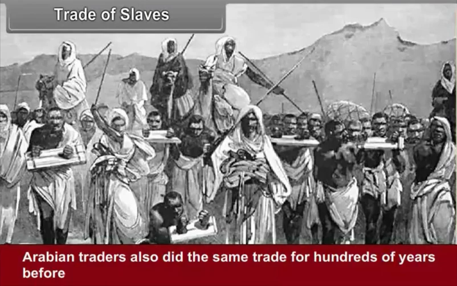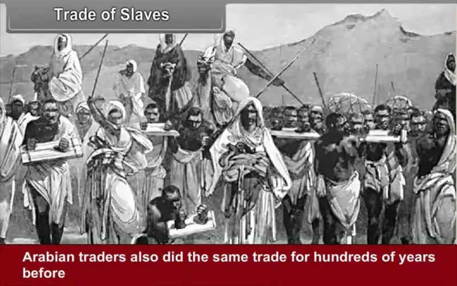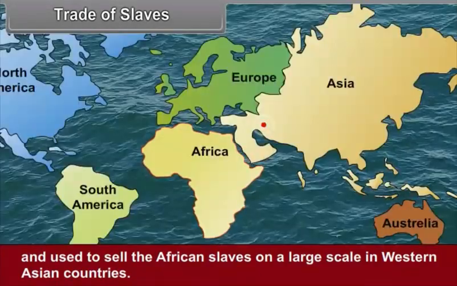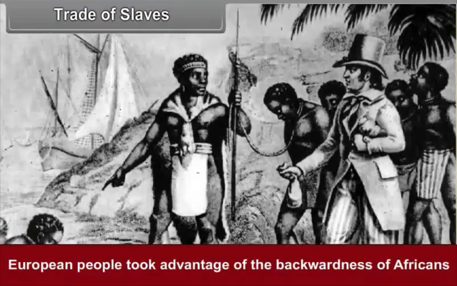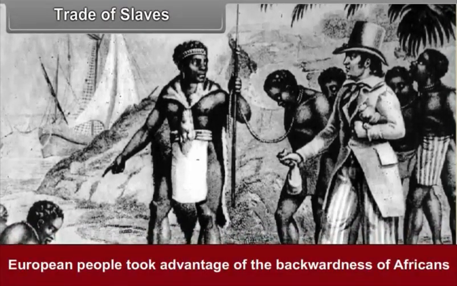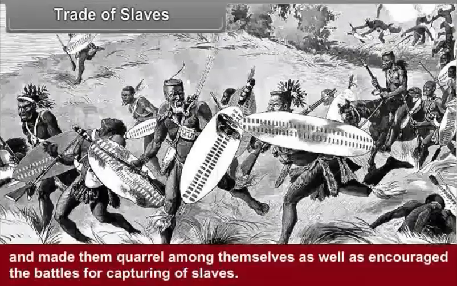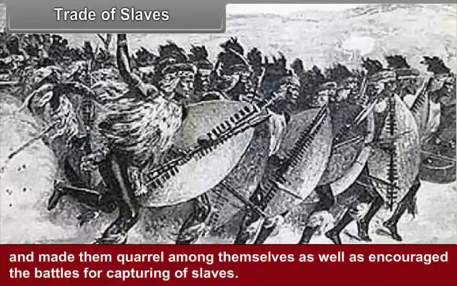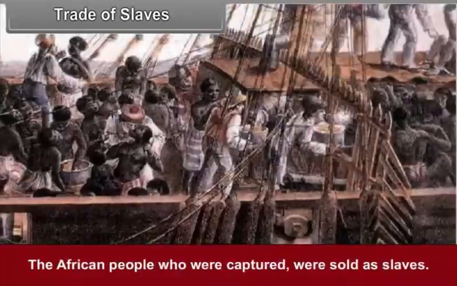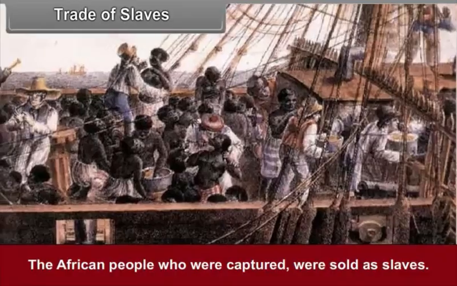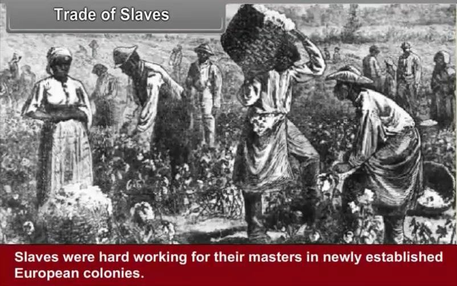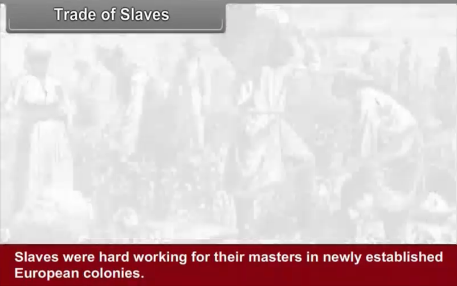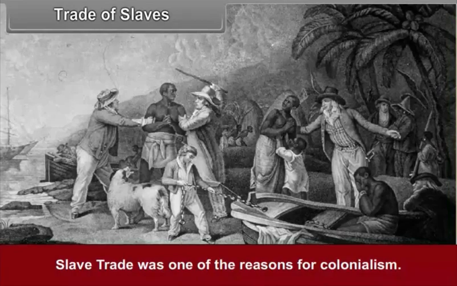Arabian traders also did the same trade for hundreds of years before and used to sell the African slaves on a large scale in Western Asian countries. European people took advantage of the backwardness of Africans and made them quarrel among themselves, as well as encouraged the battles for capturing of slaves. The African people who were captured were sold as slaves. Slaves were hard-working for their masters in newly established European colonies. The slave trade was one of the reasons for colonialism.